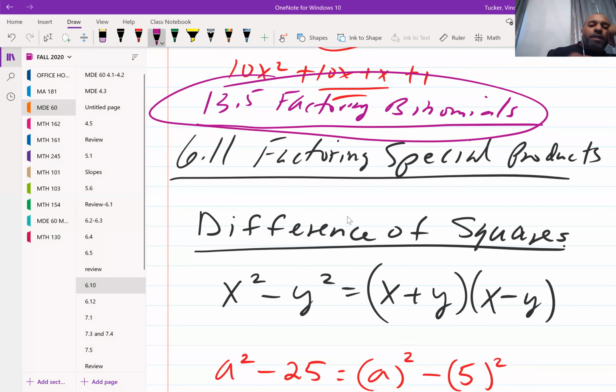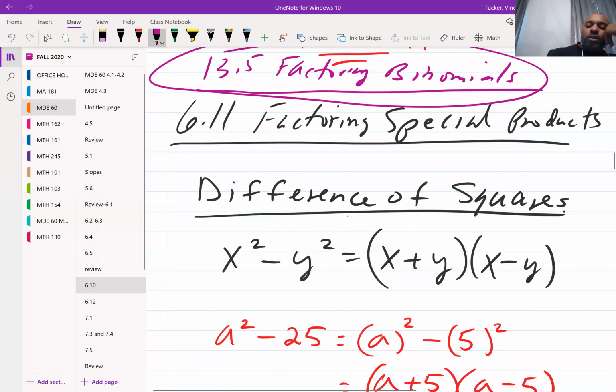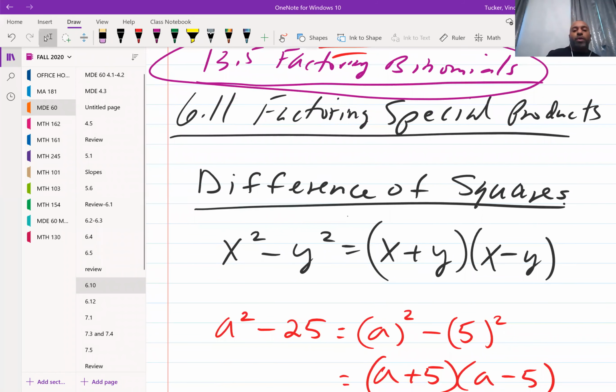All right, 13.5 factoring binomials starts off with the difference of squares. In this section, we're going to have three different formulas that you're going to have to use in order to factor. Up to this point, we really haven't had to use formulas in order to factor. So these three scenarios, you would have to use these formulas.